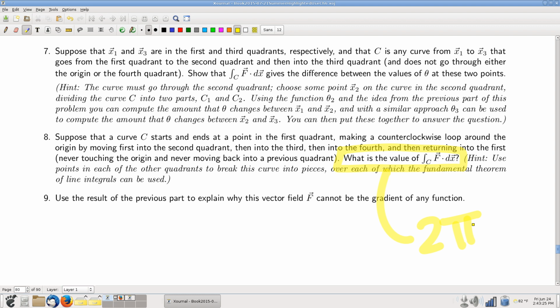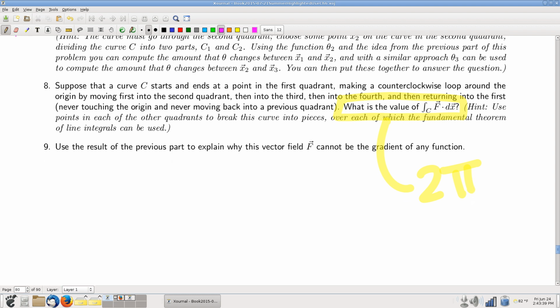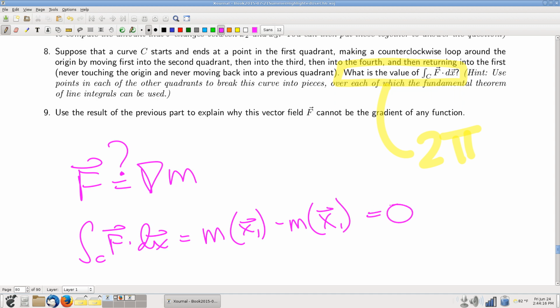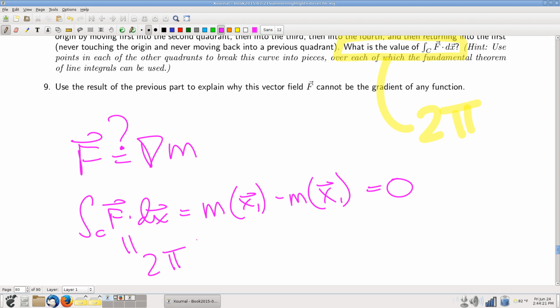Okay. So why can't this be a gradient of some function? Well, if this were the gradient of some function, then we would be able to argue as follows. If f were hypothetically the gradient of some mystery function that I'm going to call m for mystery function, hypothetically if this were the case, then this line integral that we just computed would have to be the value of this mystery function at the ending point minus the value of this mystery function at the starting point, which is, I'm sorry, x1, which would have to be 0. But it's not. It's 2 pi, and that is not possible. So therefore, there is no mystery function. There is no anti-gradient for this thing.